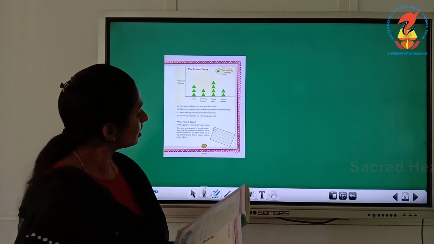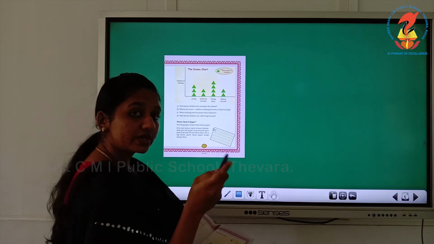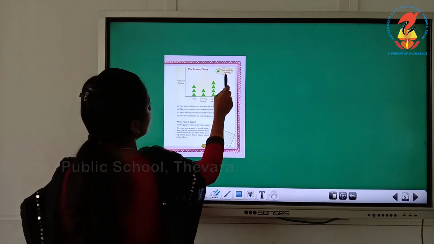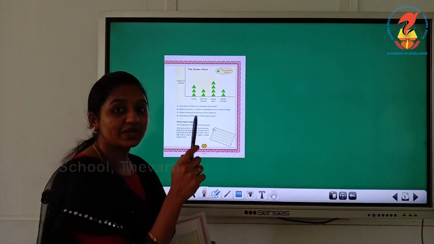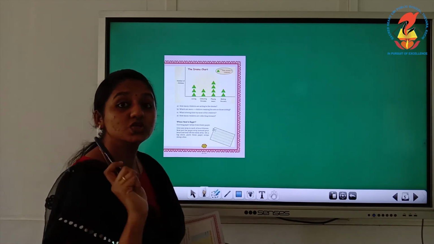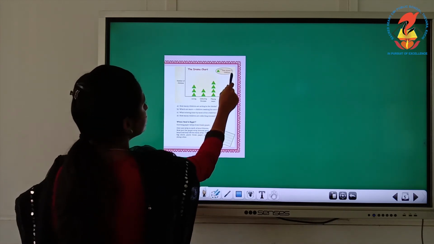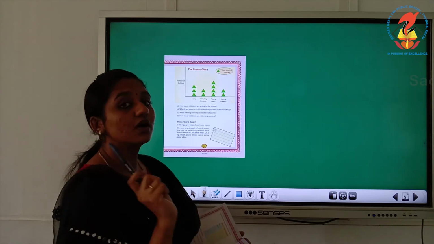Okay. So, the drama chart is given on the board. Some questions are there. How many children are acting in the drama? Before that, we can analyze the graph. The drama chart, right? One triangle shows three children. Remember the first question, the orange case, each orange was carrying 20 oranges. Same as here, one triangle shows three students.